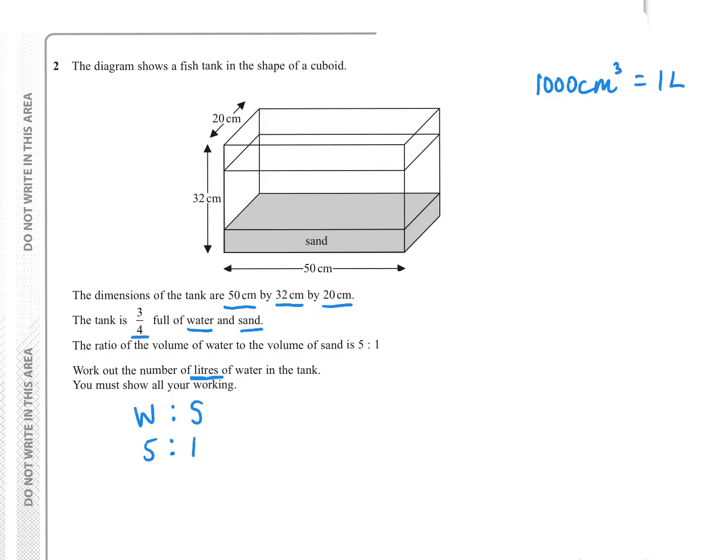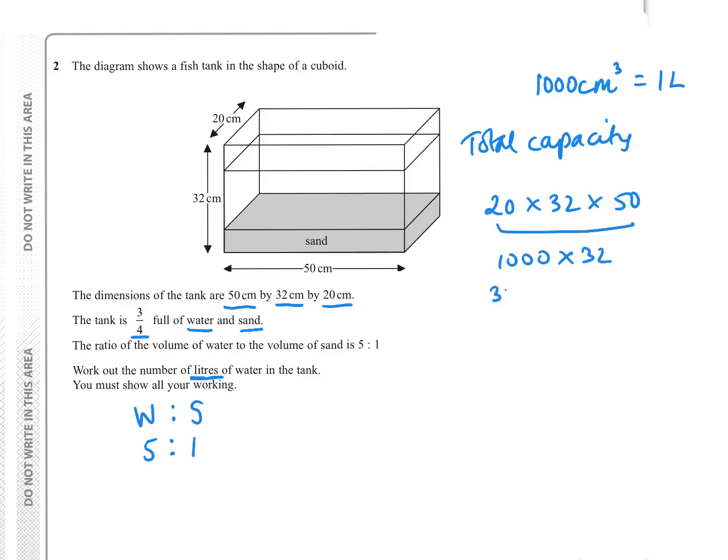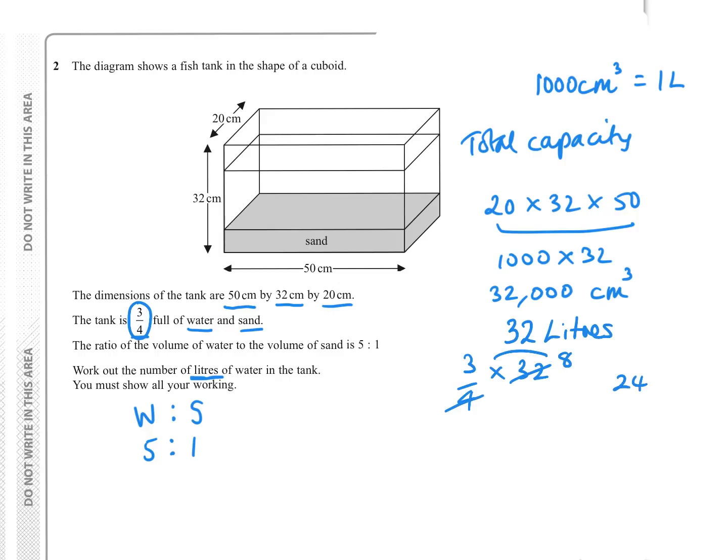Let's work out the total capacity. So the total capacity of the tank, that would be 20 by 32 by 50. Well, 20 times 50 is 1,000 times the 32. That gives 32,000 centimetre cubes, which is 32 litres. It says the tank is only 3/4 full, so 3/4 of 32, well, 4's into 32 is 8, 3 eights are 24, so it's 24 litres.